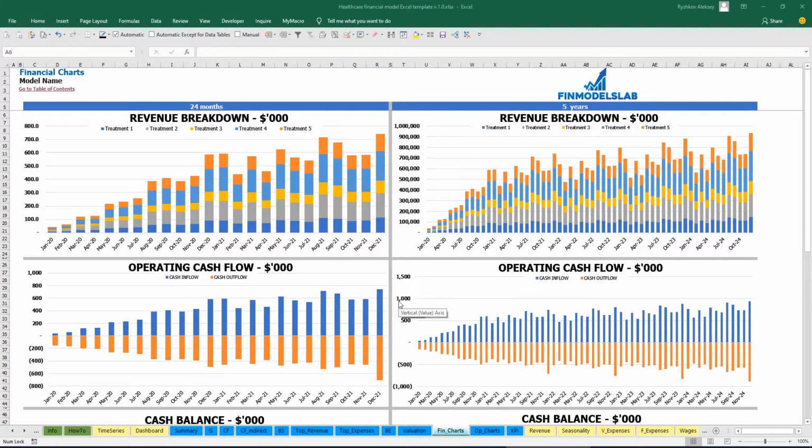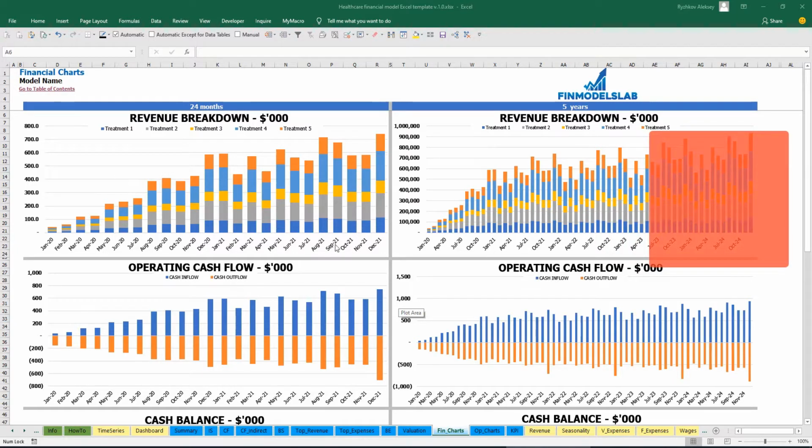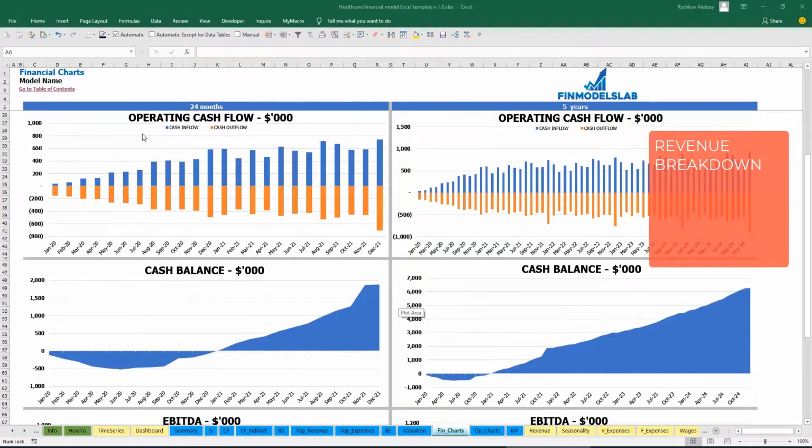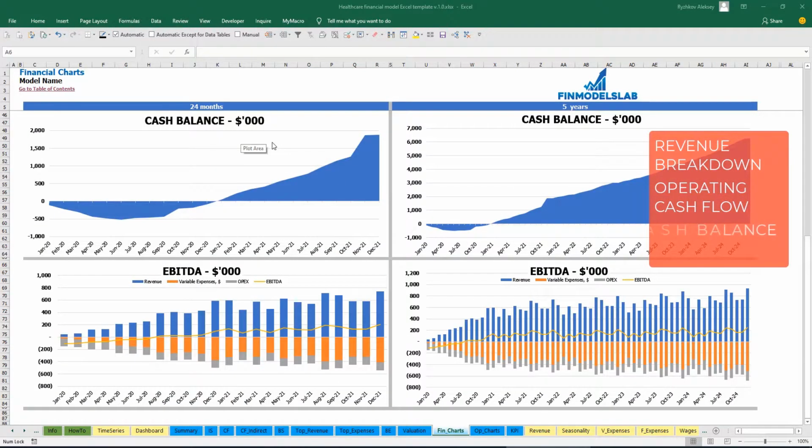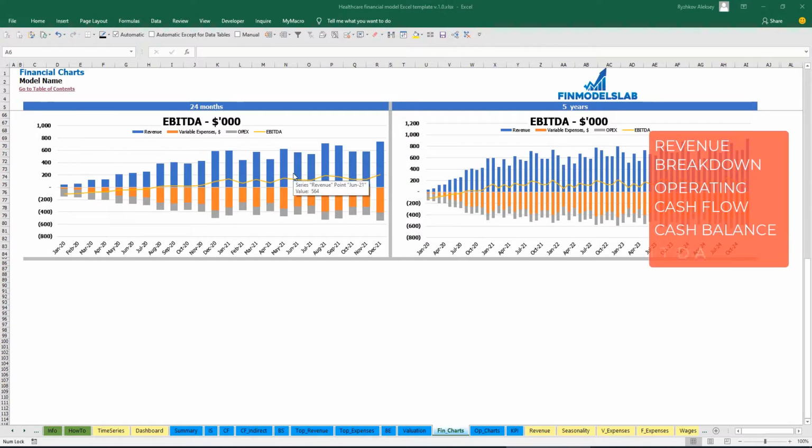On the Financial Charts tab, you may see two sets of charts, which is 24 months period broken down by months and 5 years period broken down by months. On the top set of charts, you may see the revenue breakdown by 5 treatment types for 24 months and for 5 years. The next set of charts will show you your cash inflow and cash outflow related to operating activities, the net cash balance, and the last one will show you the EBITDA broken down by revenue, variable expenses, other OPEX, which is wages and fixed expenses, and as a result your EBITDA.